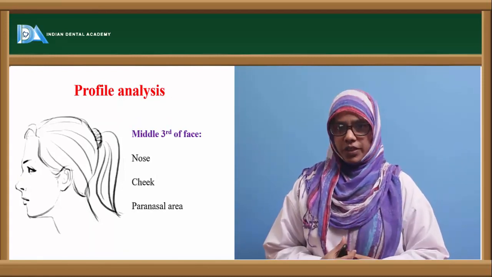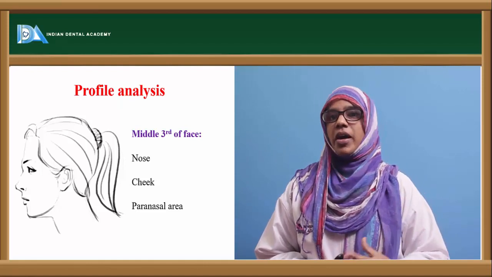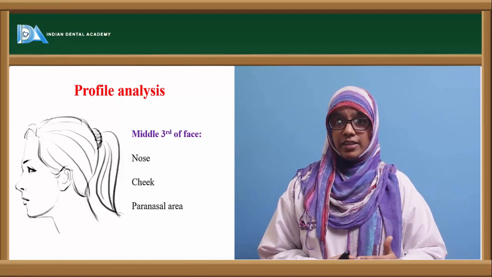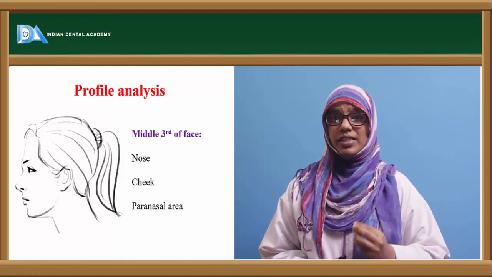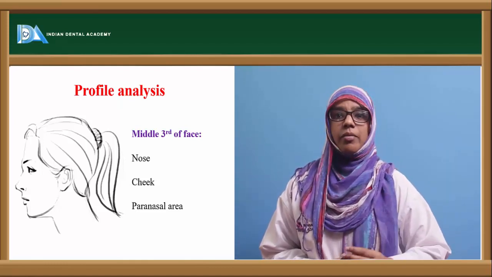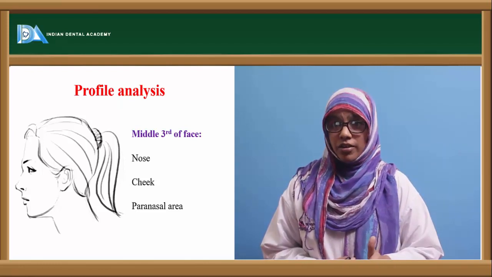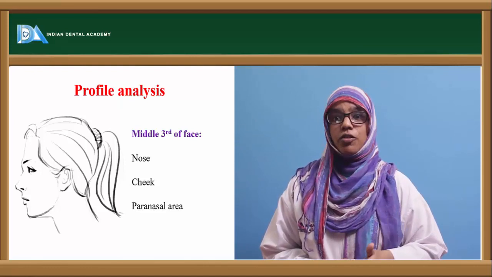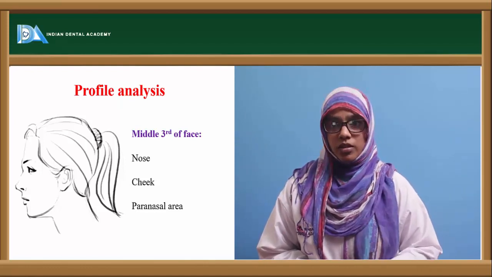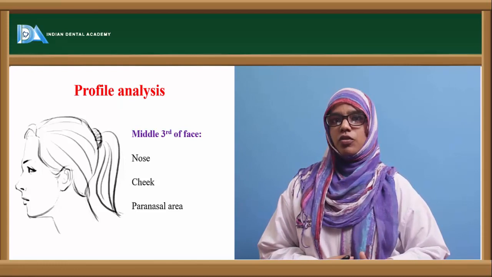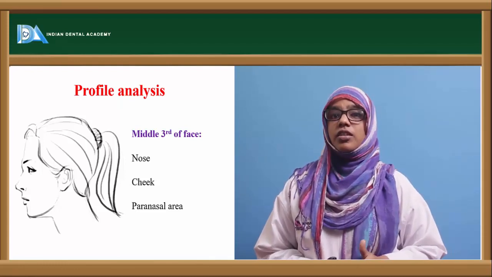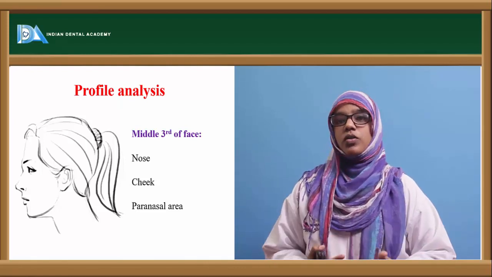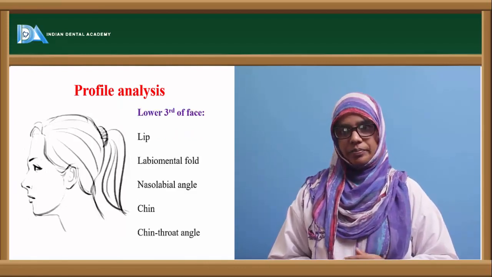The middle third of the face contains the nose, the cheek and the paranasal area. This profile analysis is very important to assess maxillary hypoplasia and mandibular excess. As I mentioned earlier, you make a curve starting from the ear, the cheekbone, the alar base, and to the corner of the mouth. Normally it is a continuous curve, but if there is an interruption in this continuous curve, it could be because of maxillary hyperplasia or because of mandibular excess.